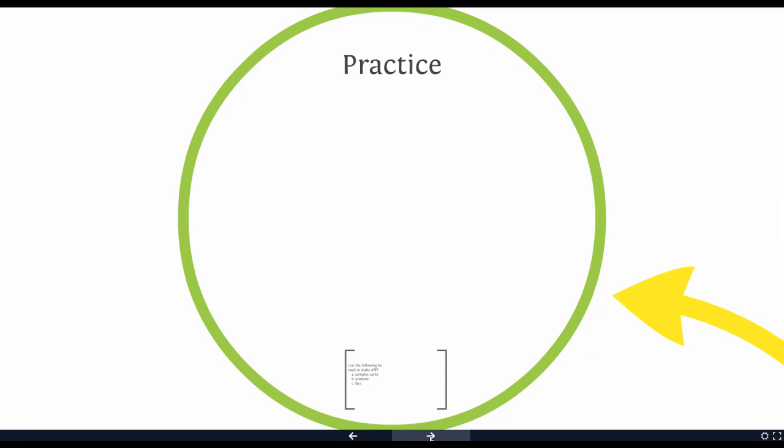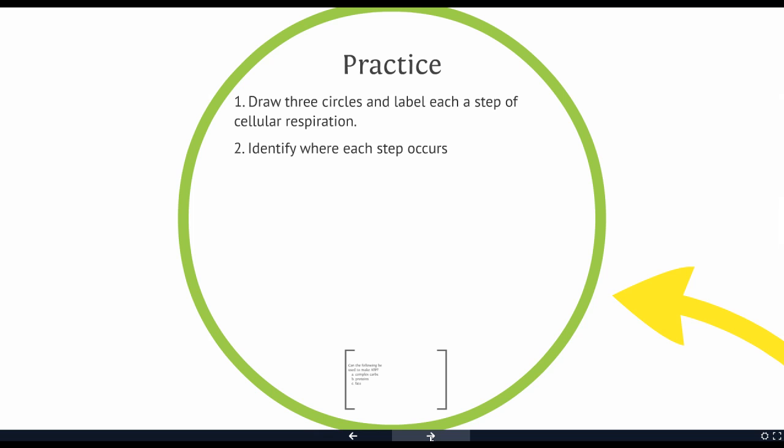So there's a lot of moving parts in cellular respiration, and I want to give you a chance to practice this and review a little bit. A great way to do this is to draw 3 circles in a row and label each as step 1, step 2, and step 3 of cellular respiration, and give them their appropriate names.